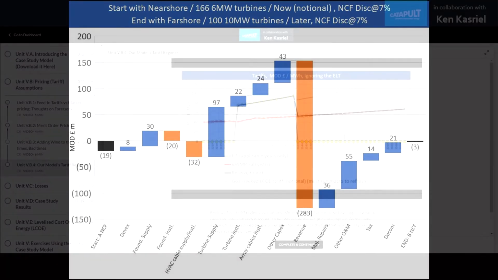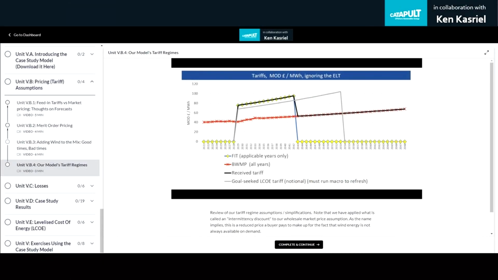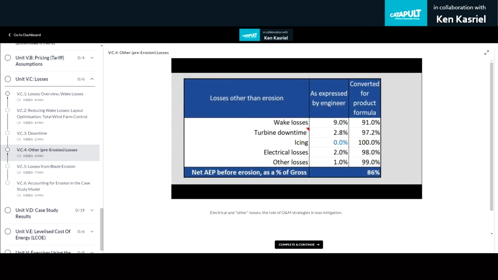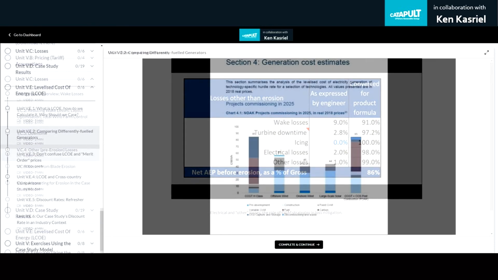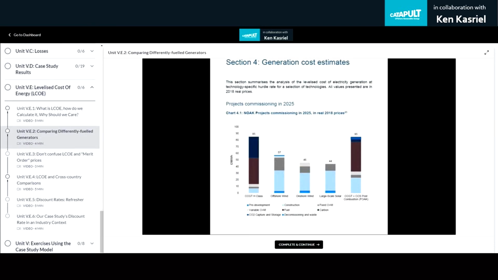Unit 5 also completes the rest of the wind-relevant concepts and coding used in the case study model, with sections covering tariffs, or the power price your project receives, what are known as power losses, which are used to adjust gross generation to net generation for the whole farm, and an important metric, the levelized cost of energy, or LCOE.